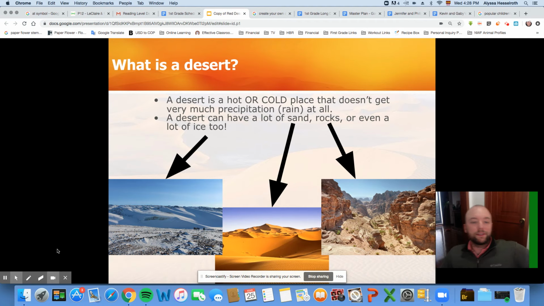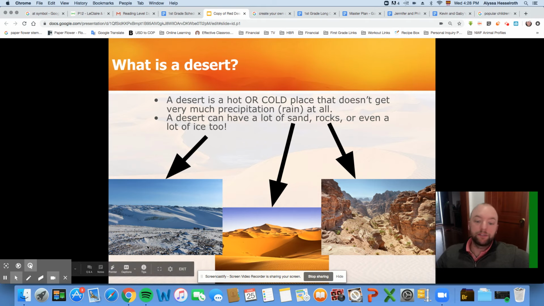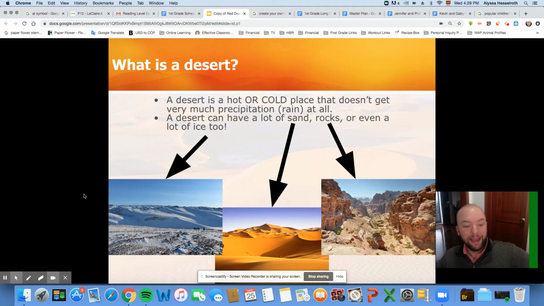So, what is a desert? A desert is a hot or cold place that doesn't get very much precipitation or rain at all, about 10 inches per year. So a desert can have a lot of sand here in the middle, mostly rocks, and some dirt here on the right, and even a lot of ice and snow in the Arctic and the Antarctic regions of the world.